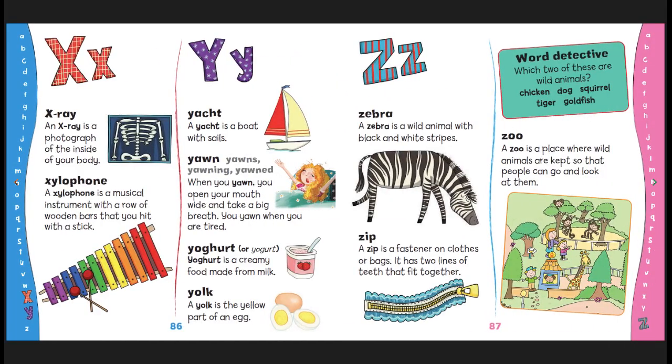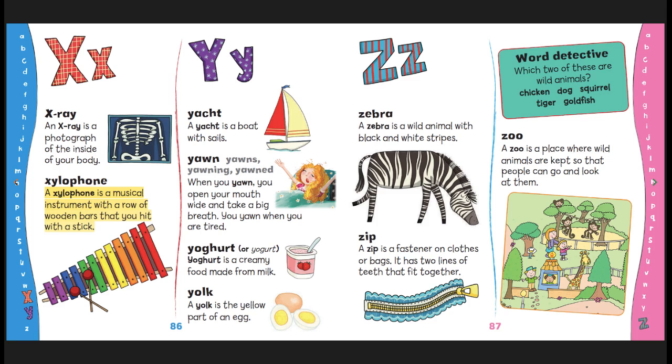X. X-ray. An X-ray is a photograph of the inside of your body. Xylophone. A xylophone is a musical instrument with a row of wooden bars that you hit with a stick.